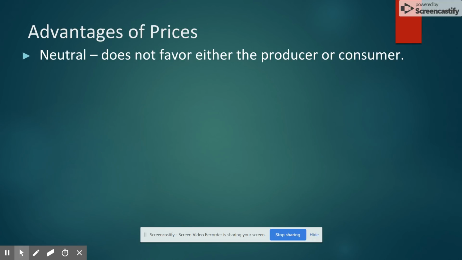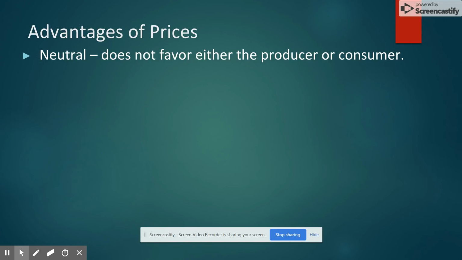So what are some of the advantages of prices? What are the good things about prices? Well, first of all, prices are neutral. What does that mean? It means that they don't take sides. They're not biased. A price is just a number. It's just put out there, okay? The car is worth $20,000. And so there's no favoritism going on.